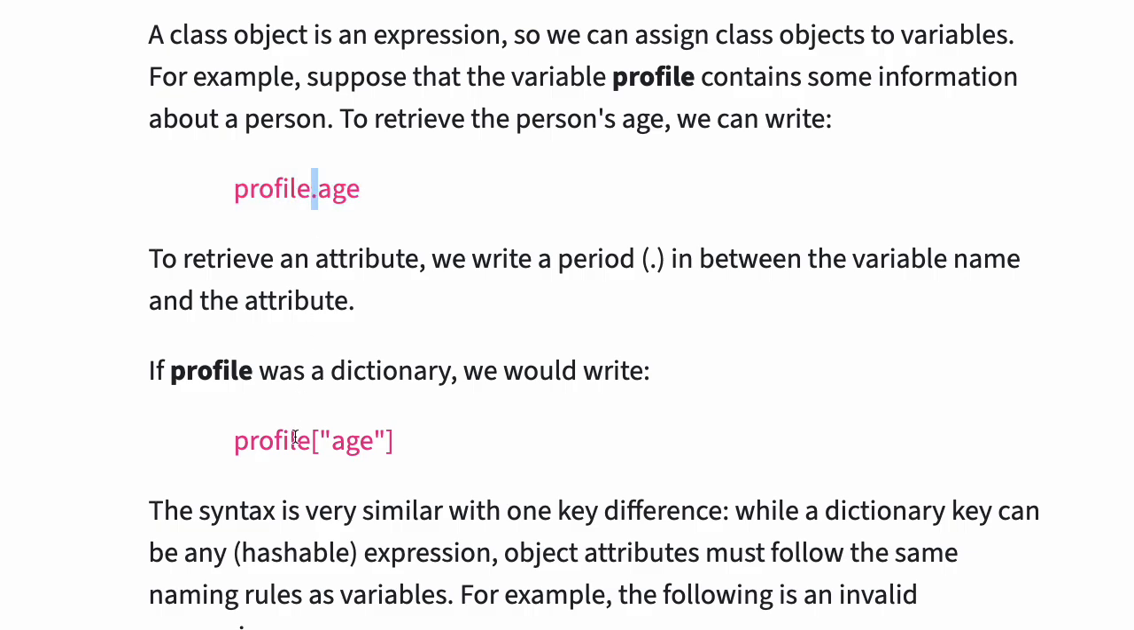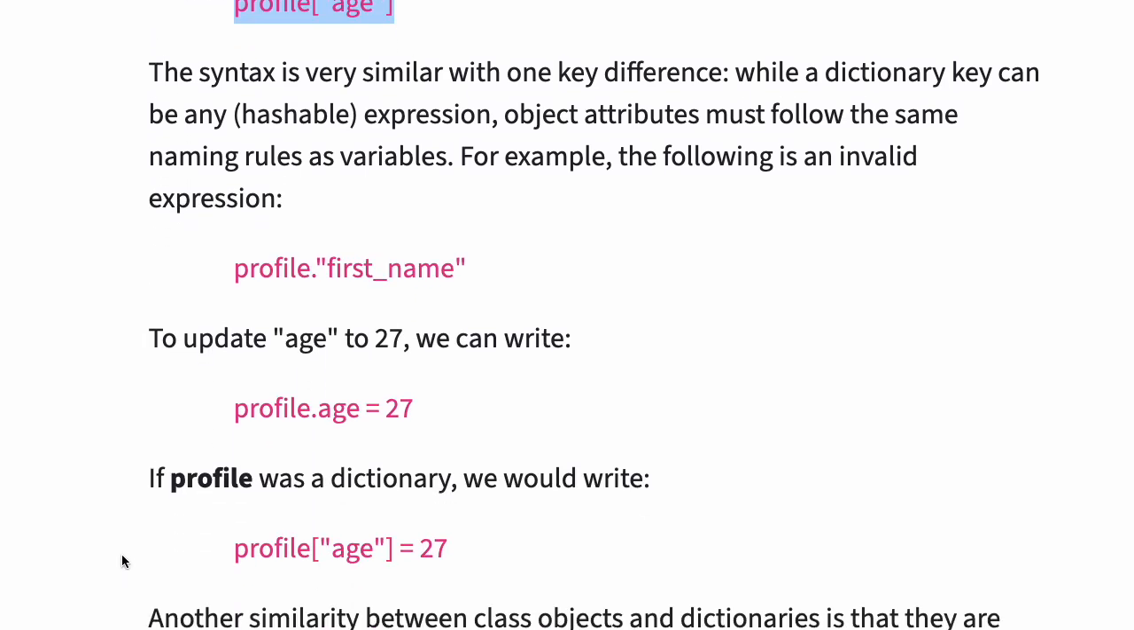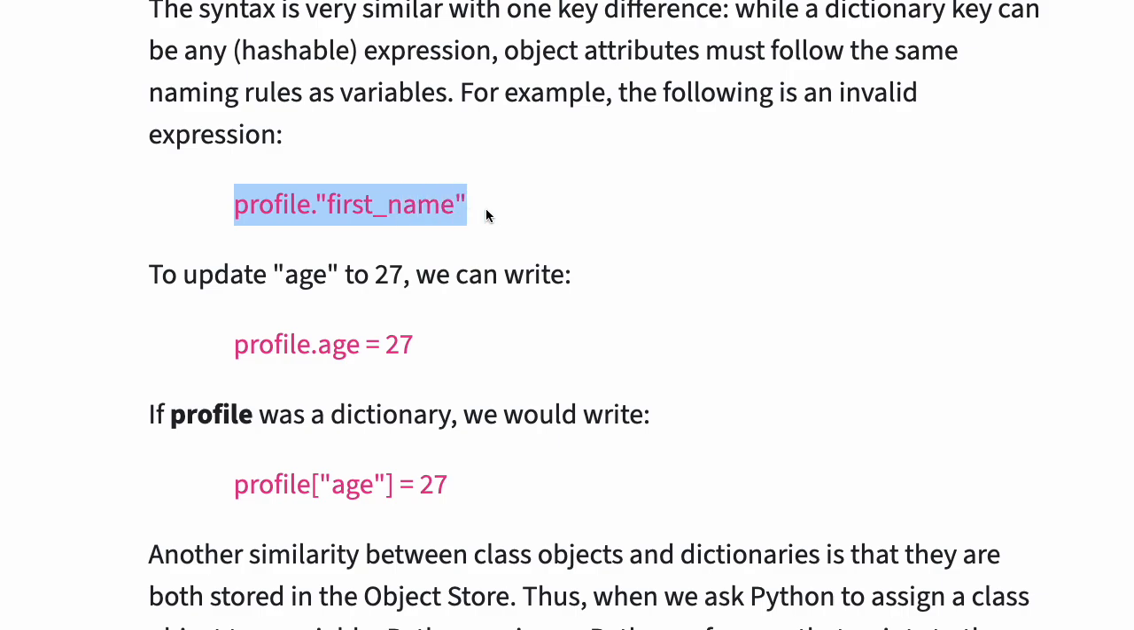If profile was a dictionary, we would write profile['age']. The syntax is very similar with one key difference. While a dictionary key can be any hashable expression, object attributes must follow the same rules as variables. For example, this is an invalid expression. To update age to 27, we can write profile.age equals 27. If profile was a dictionary, we would write profile['age'] equals 27.